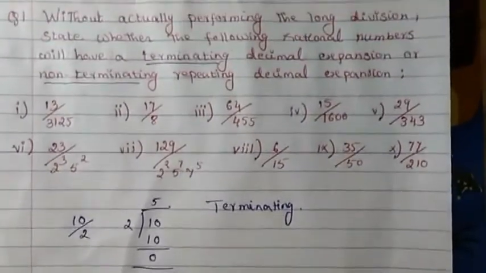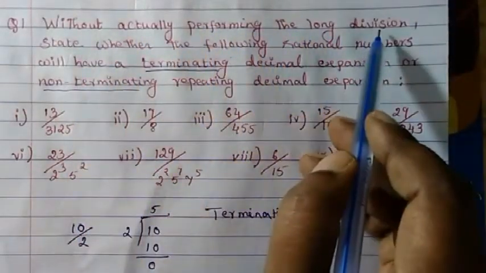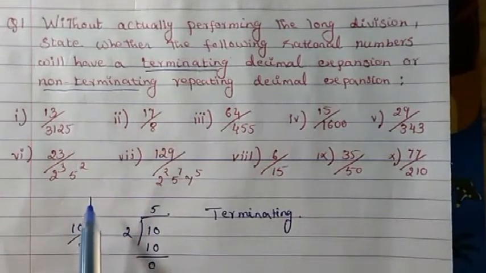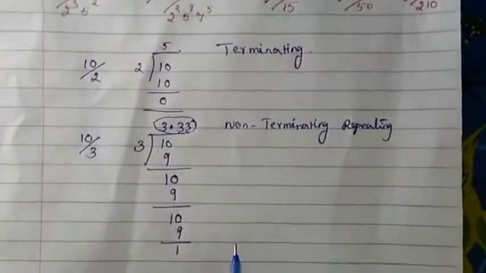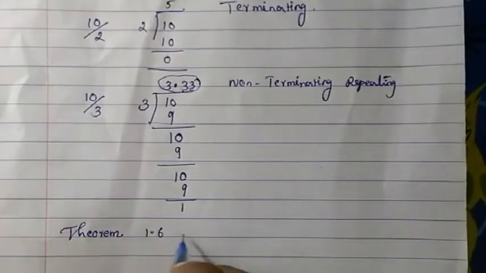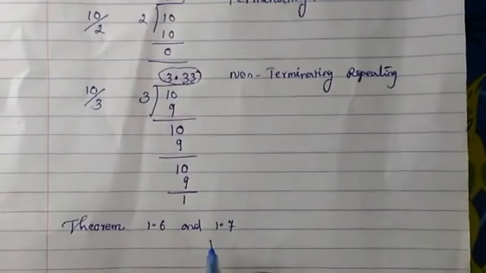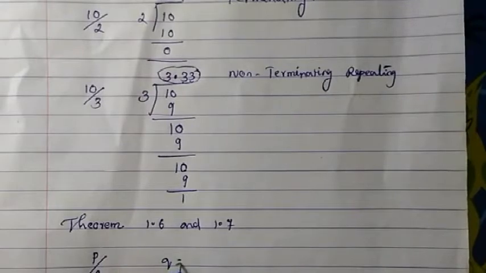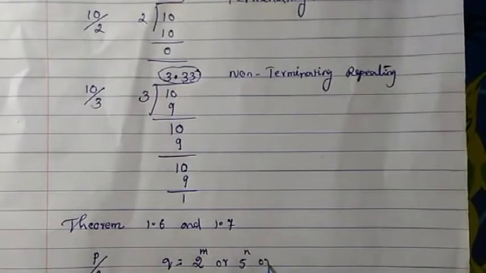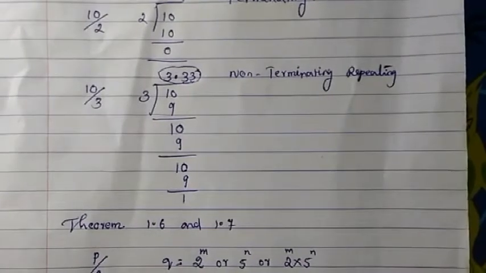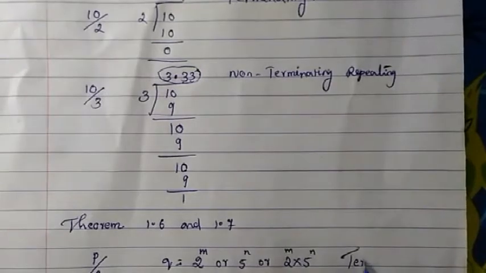So now without actually performing the long division, we have to find out whether these rational numbers are terminating or non-terminating repeating. For that, in your textbook, an easy method is given. In theorems 1.6 and 1.7, we come to know that if you have a rational number p by q, and when you are factorizing the denominator q, you must get the factors either 2 raised to some power or 5 raised to some power or both 2 and 5 raised to some power. So if you factorize q and you get either of these, then this will be terminating.